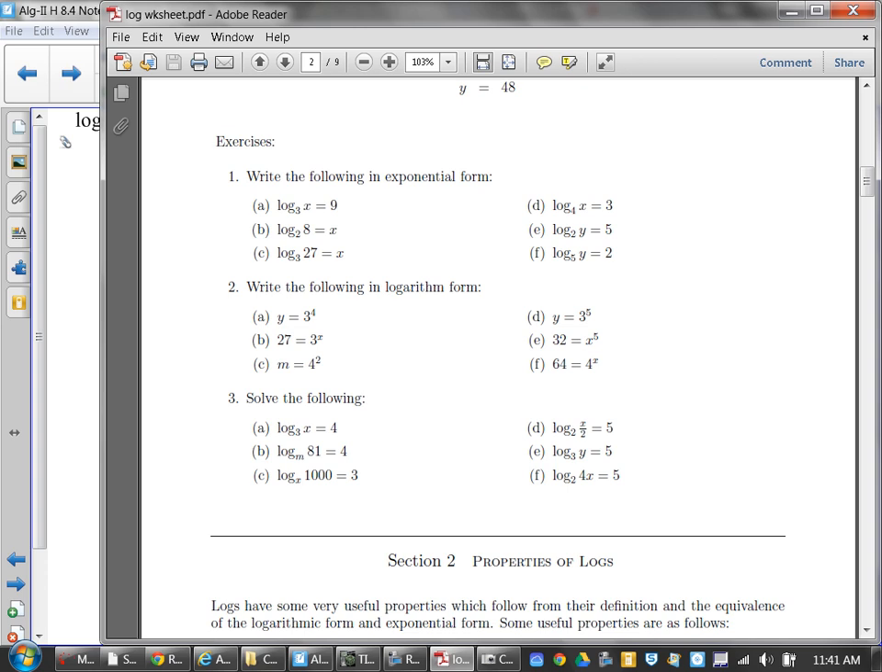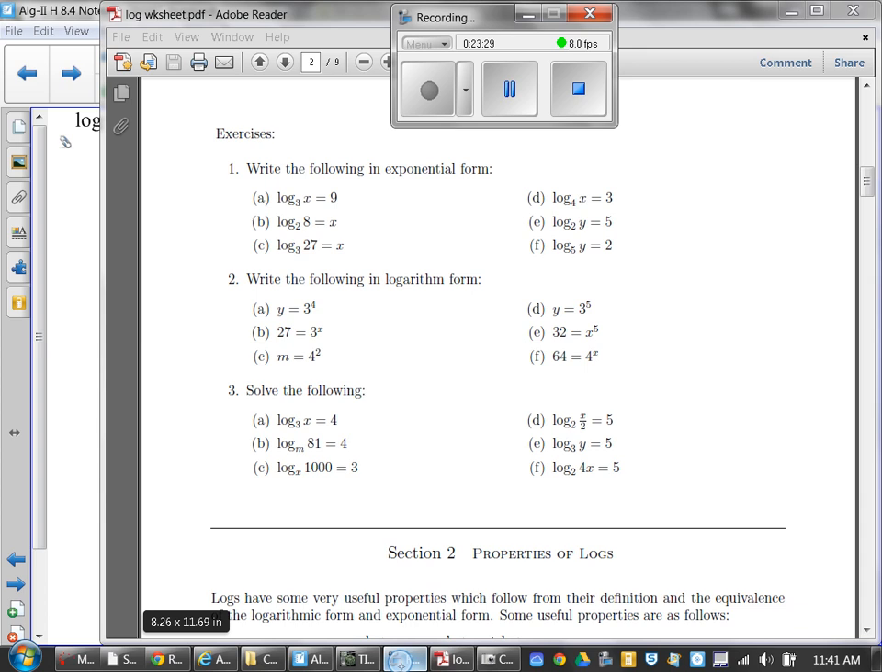You're rewriting from logarithmic to exponential, exponential to logarithmic, and then I want you to solve. Remember, when you're solving, don't use your calculator. All right? You just want us to solve to the root of 3?